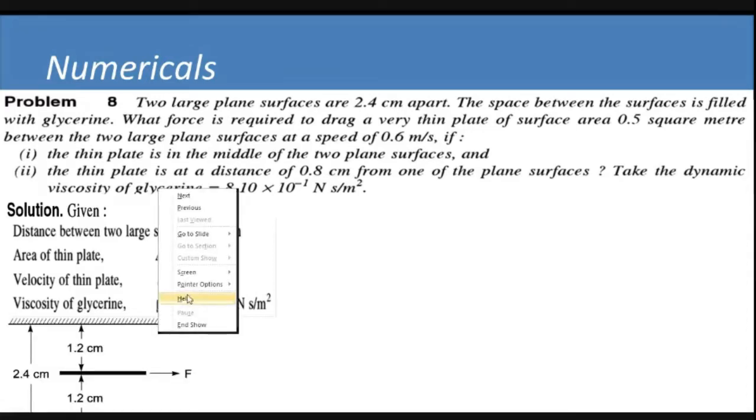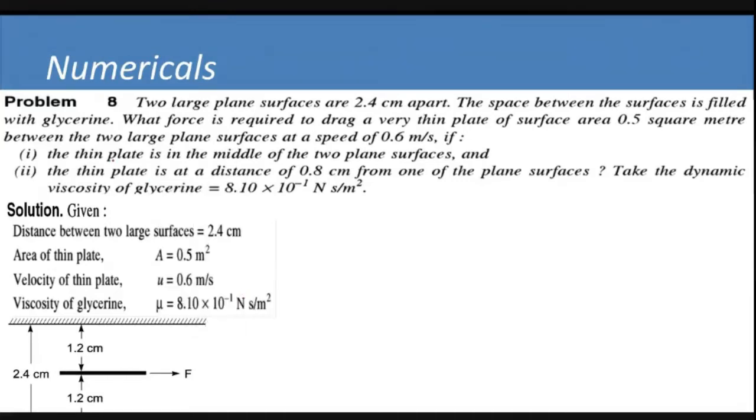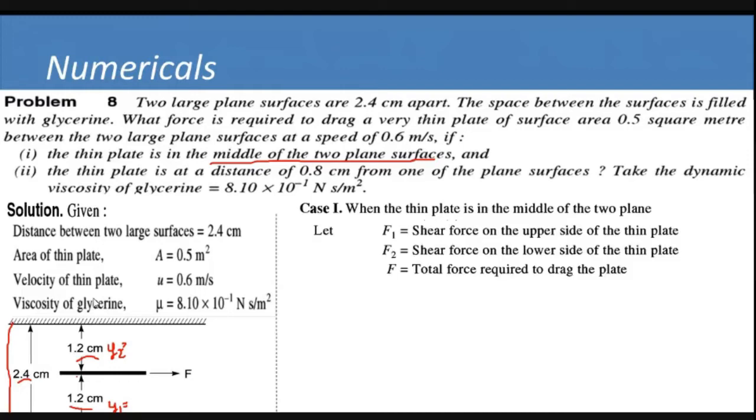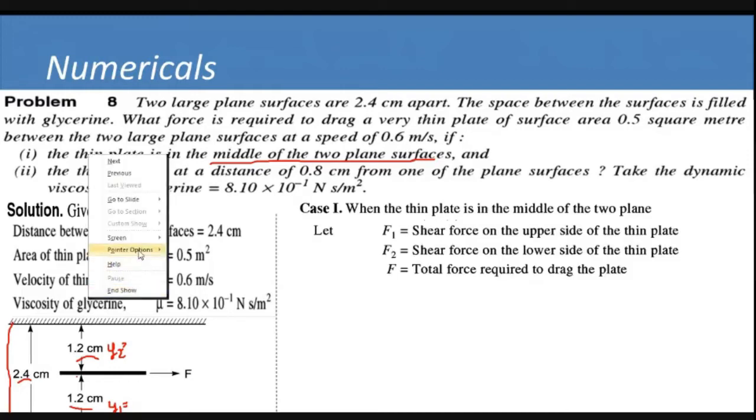We will see our first case, when the plate is at the middle of the two plane surfaces. The distance between them is 2.4, so at the middle, from the bottom the distance y1 is 1.2 centimeter, and from the top the distance y2 is also 1.2 centimeter. So in our case one, when the plate is at the middle of the two planes, we will say let F1.